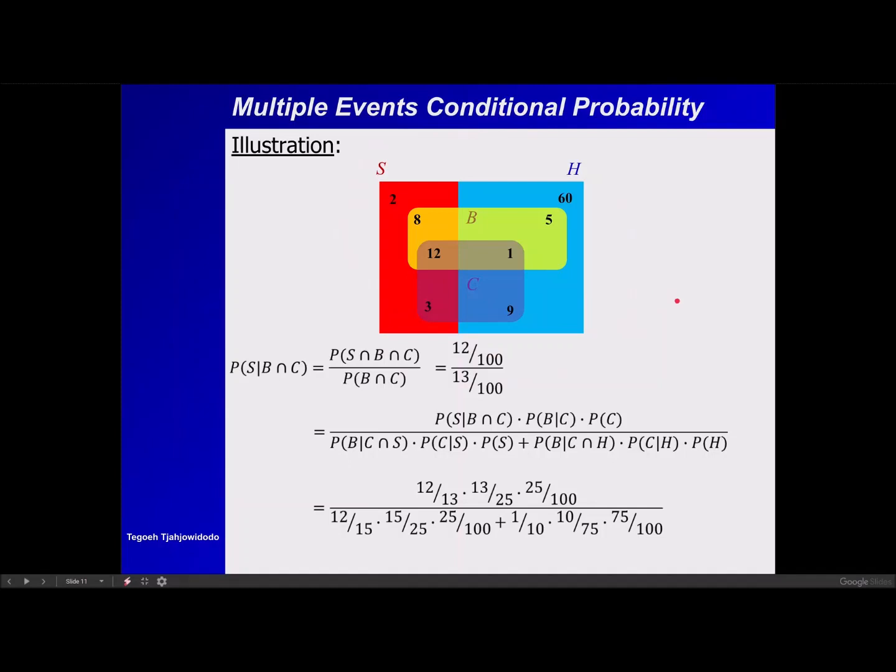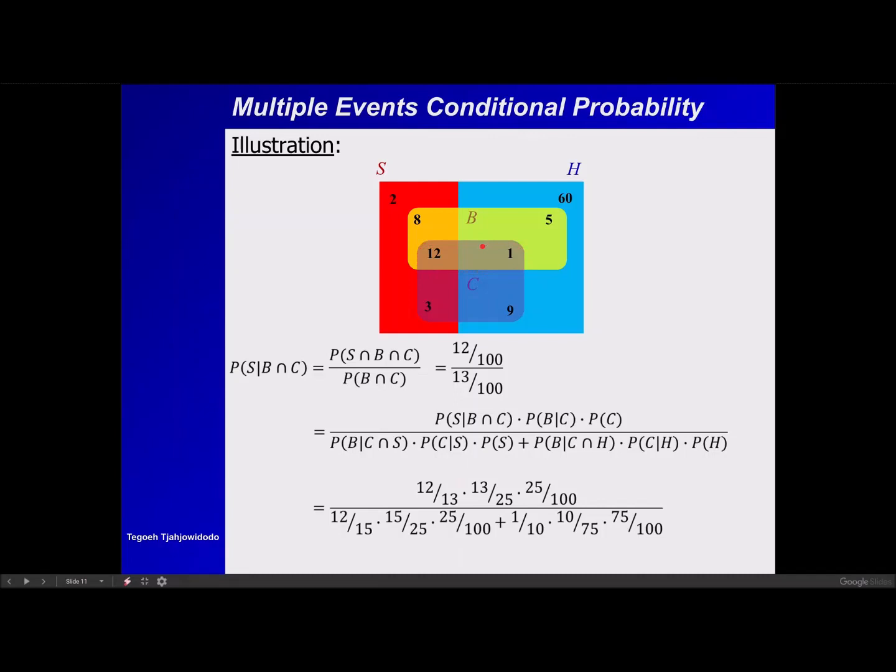And now we want to calculate the probability of S given B and C occurring together. Let's try to calculate it without using the formula. Just look at the diagram here. Let's identify first which is B and C occurring together. B and C occurring together is this part, right? B and C occurring together, 13.